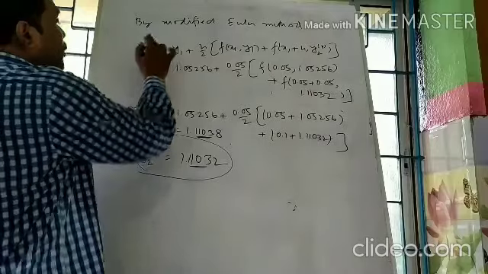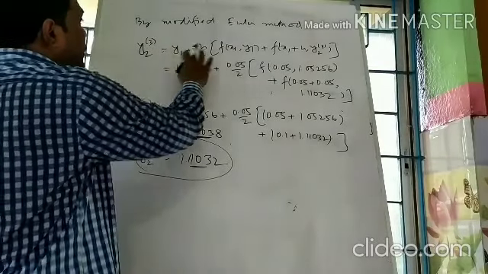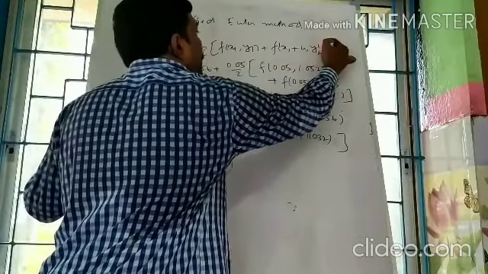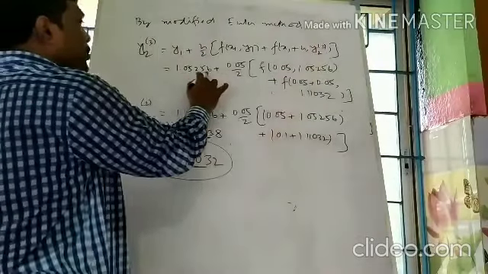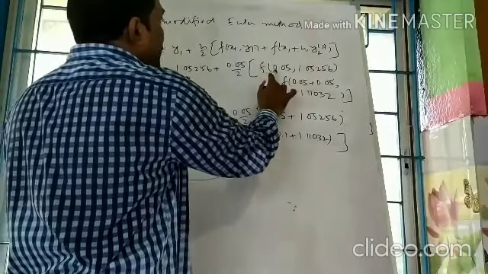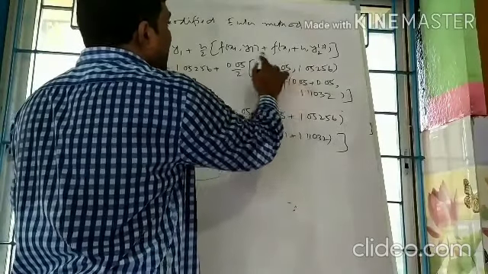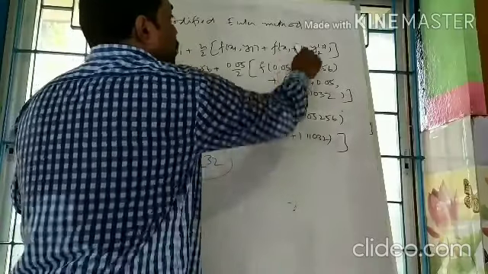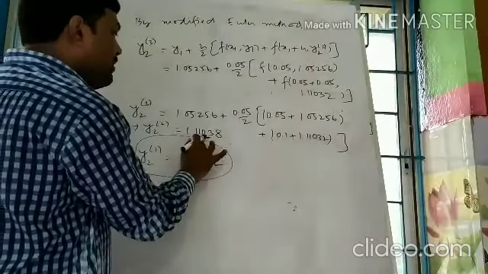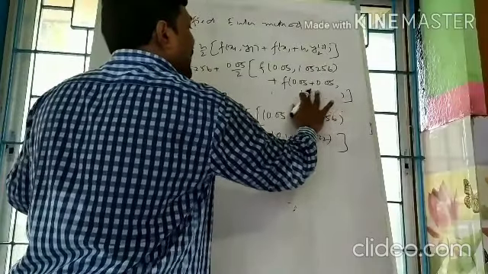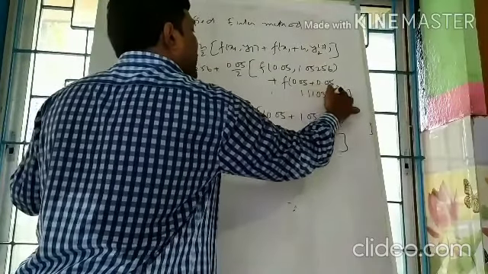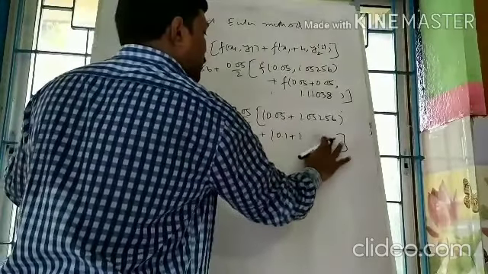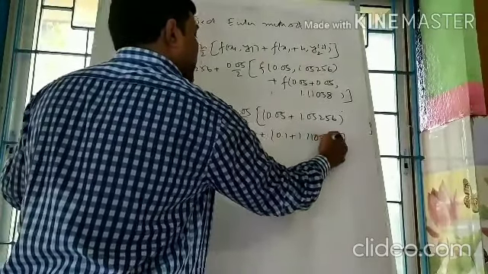So y23 is y1 plus h by 2 f of x1 y1 plus f of x1 plus h y22. Okay. So this is 1.05256 plus 0.05 by 2 f of x1 y1, that is 0.05 comma 1.05256, plus x1 plus h, 0.05 plus 0.05, and y22 is 1.1138. So here write 1.1138. Okay. Just simplify.